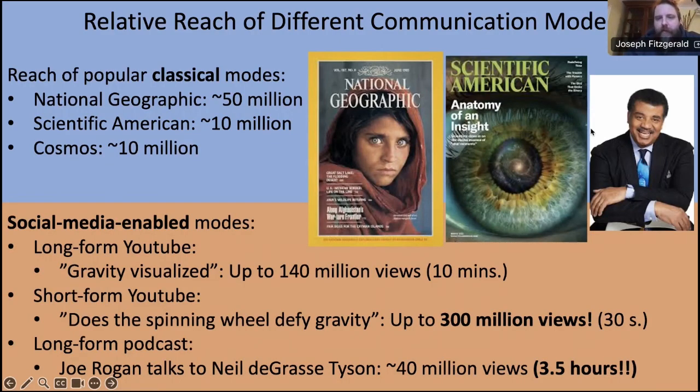The most popular mainstream written scientific publications that go to a large audience today are National Geographic, the first by far. That has a readership of about 50 million.